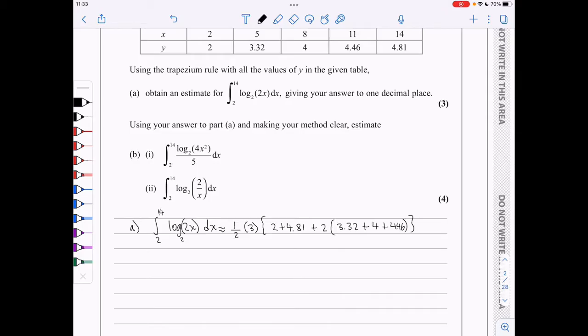4.46, and we plug everything into the calculator. This is giving an answer of 45.555, which is 45.6 to 1 decimal place.